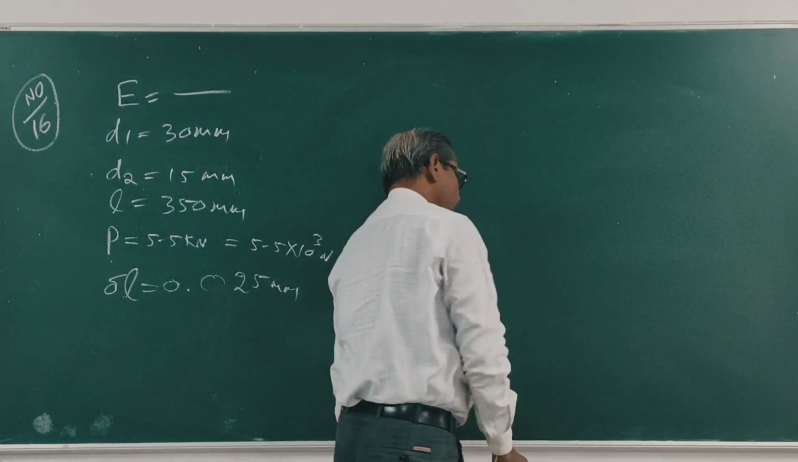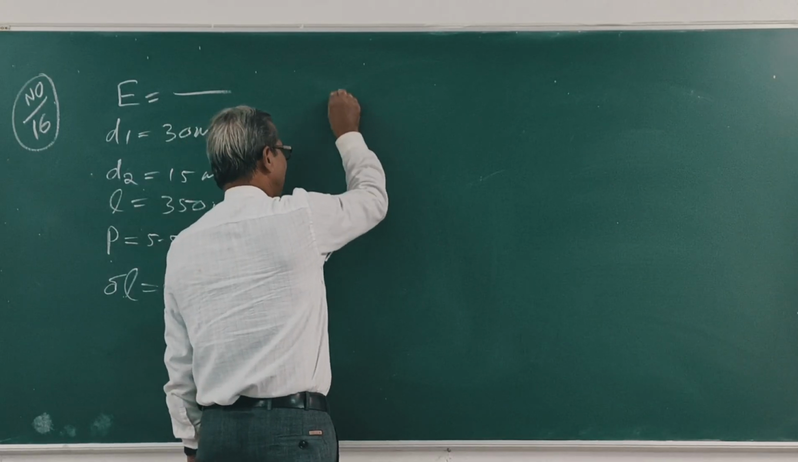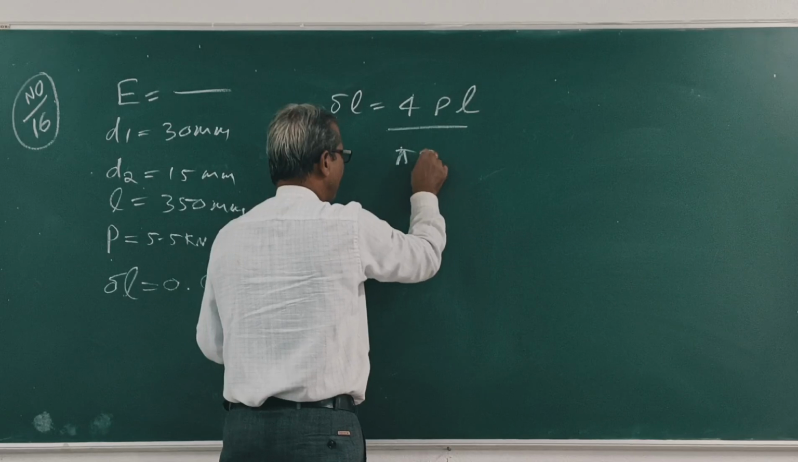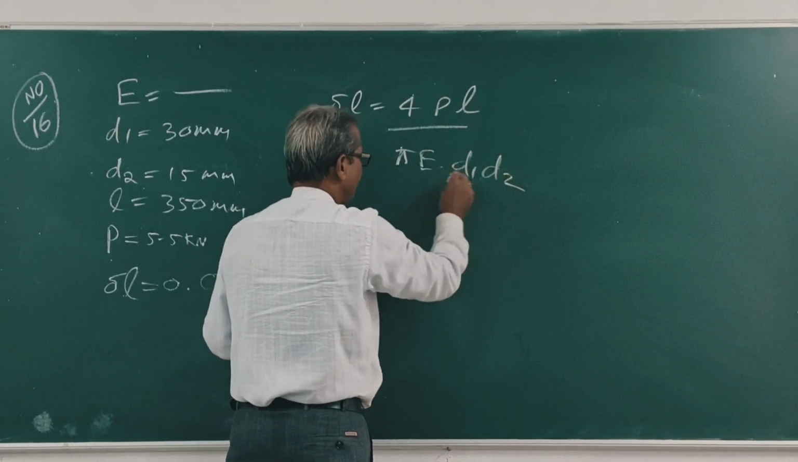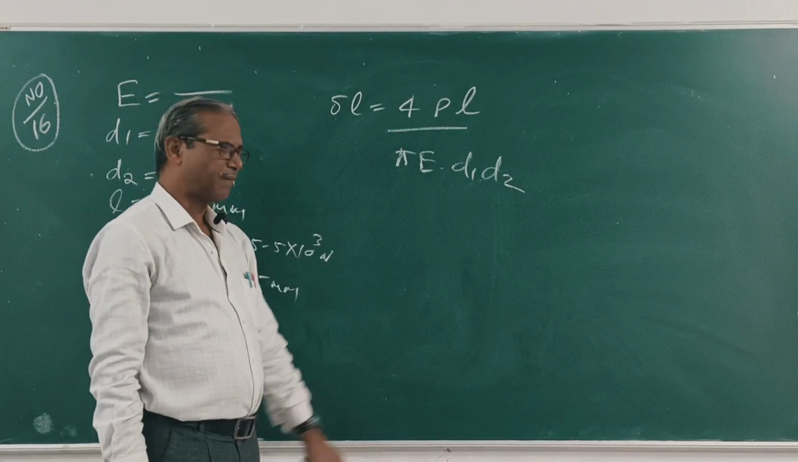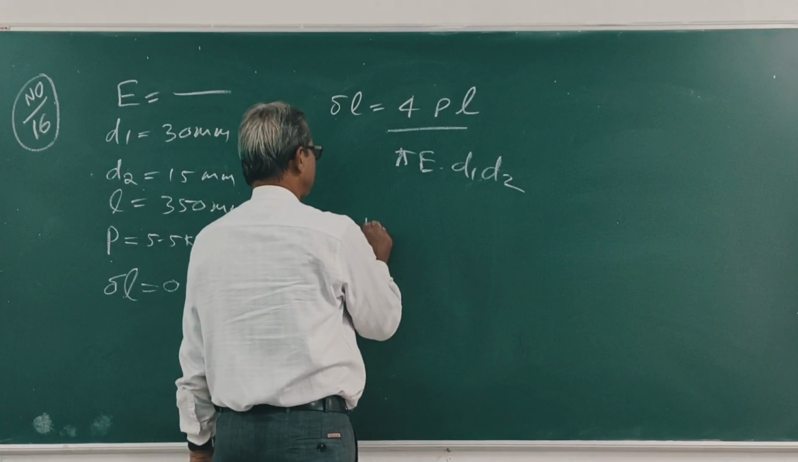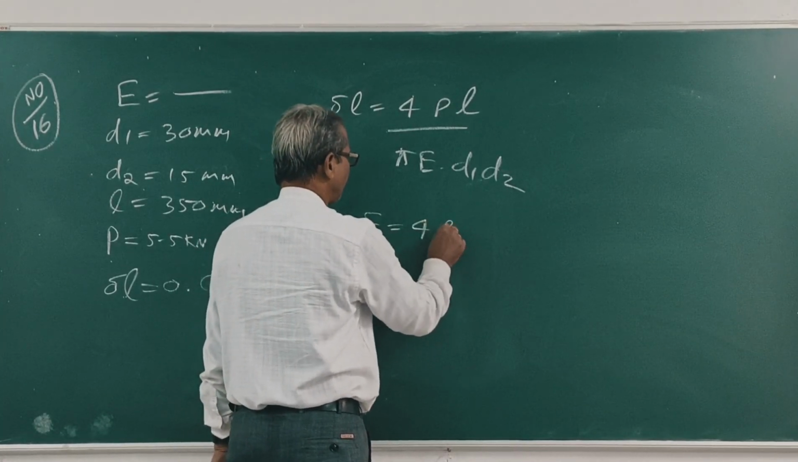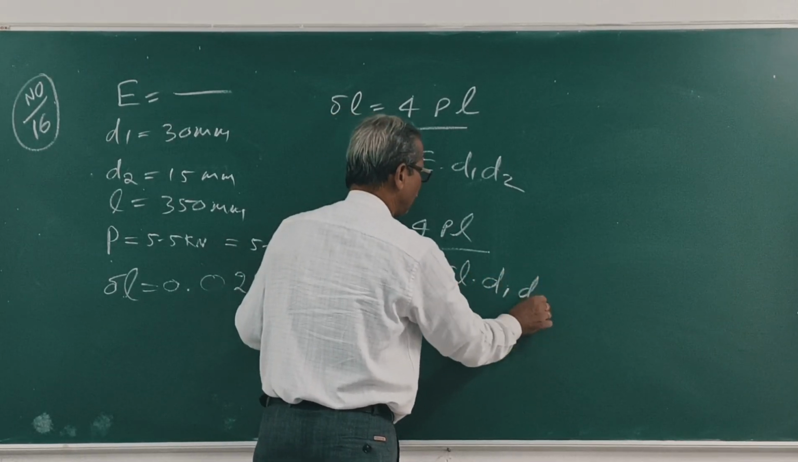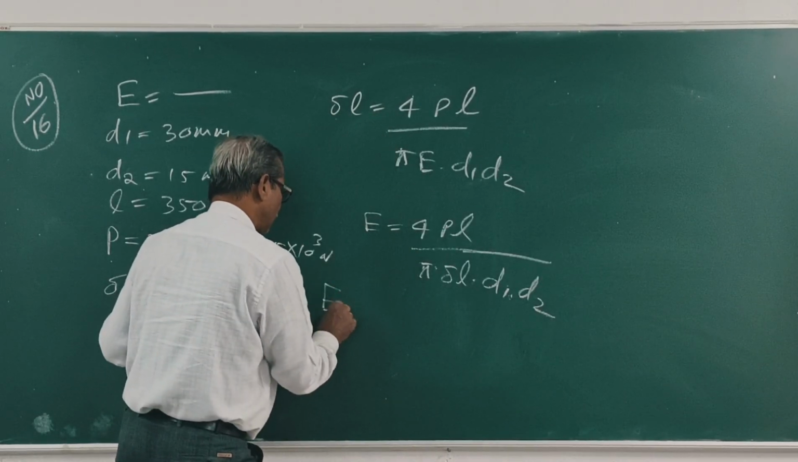Now, we know delta L is equal to 4PL by pi E D1 D2. This is for a circular tapering bar. Last class I have done the theory. So E is equal to 4PL by pi into delta L into D1 into D2. Clear?